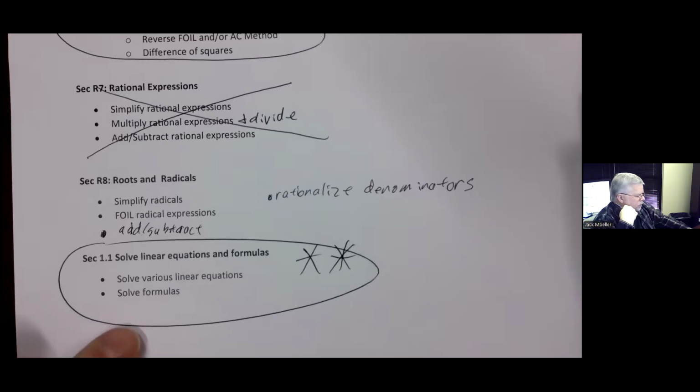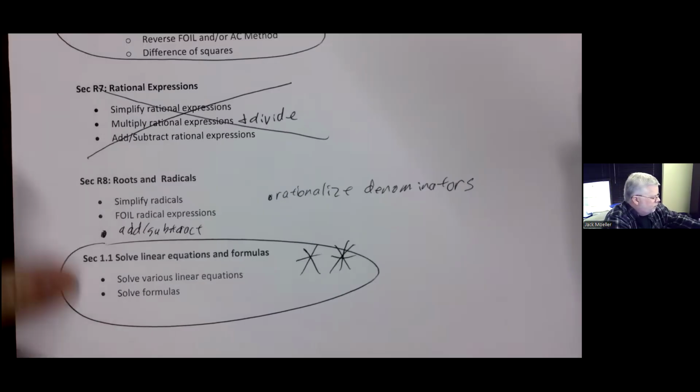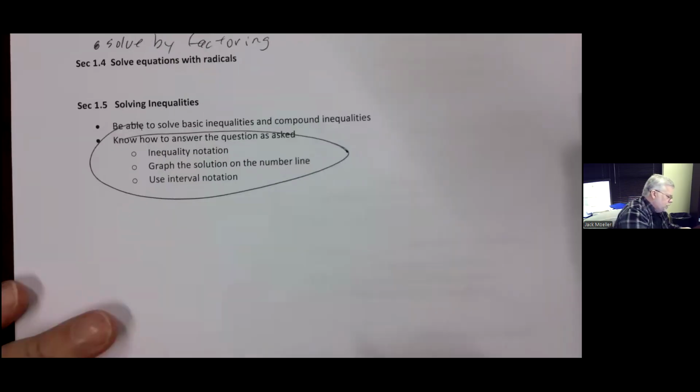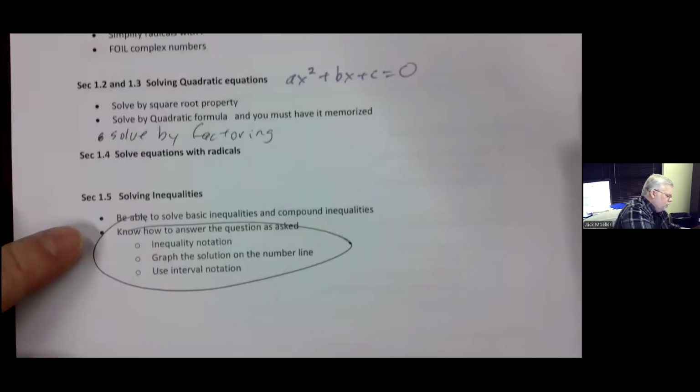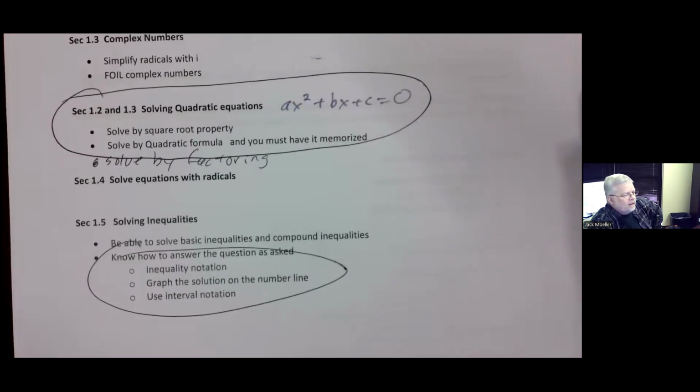Those are 2 big ones, because we're going to be doing this stuff all semester. And then the third big one is not inequalities. It is solving quadratic equations. You have to know how to solve by factoring, solve by the square root property, and definitely know how to solve by the quadratic formula.